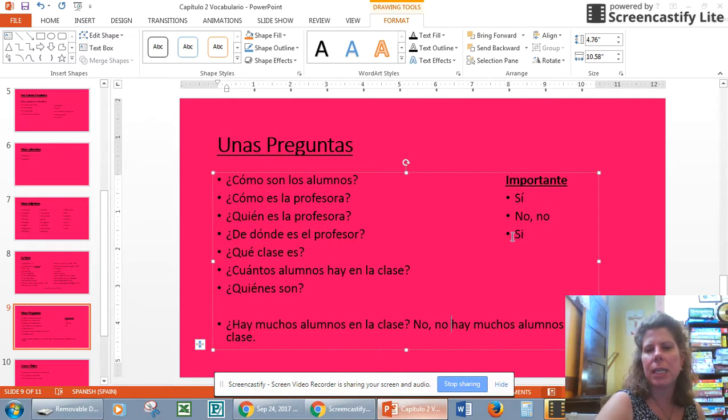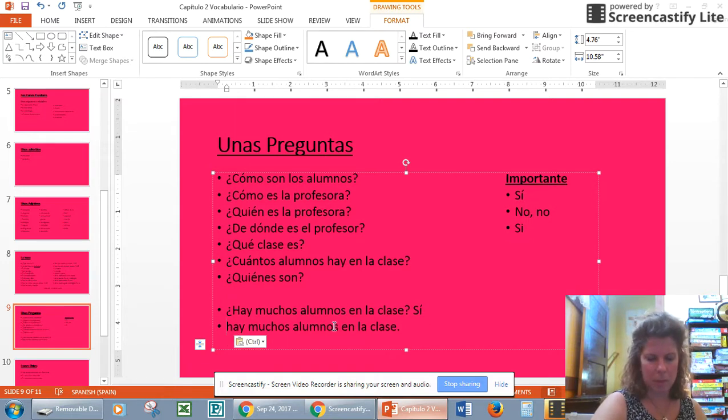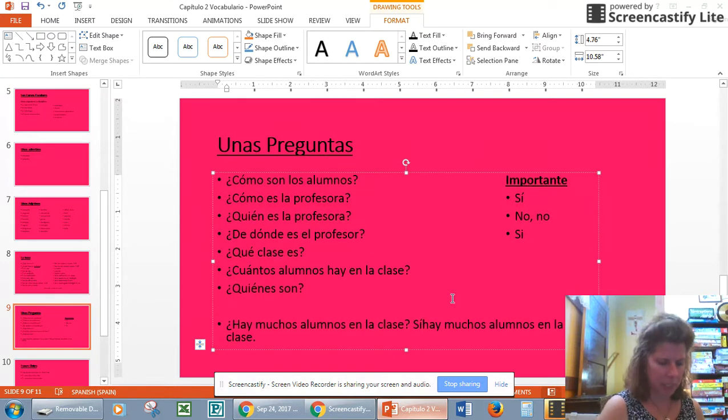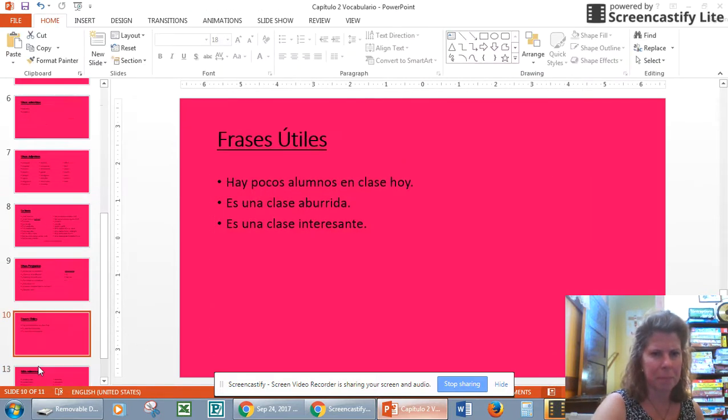And I just have this si here, the one that means if, just so that you remember how important it is to put that accent on that I for your yes. Because if not, you end up writing, take the accent off, si hay muchos alumnos en la clase: if there are many students in the class, which ends up creating a fragment, and you don't want to do that in Spanish. Okay, makes sense?